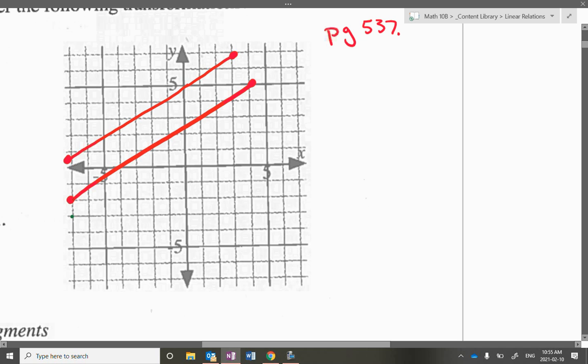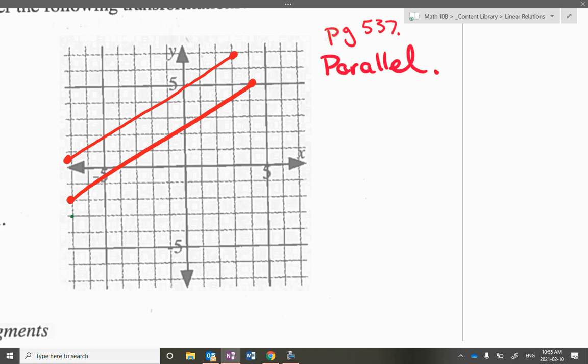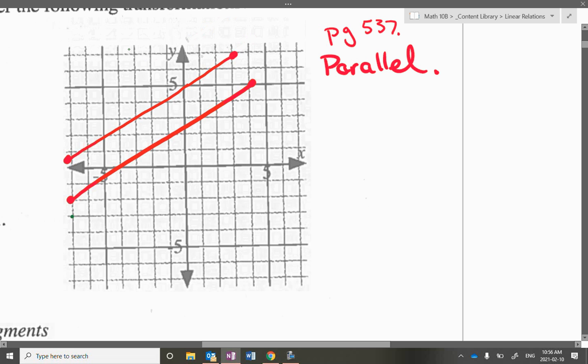Okay, I have 2 lines here. Your 2 lines may look slightly differently. These 2 lines are parallel. Spell parallel correctly. What do you notice about the slope of these 2 lines? It shouldn't matter. In general, what do you notice about the slope of these 2 lines? They have the same slope. Do your 2 lines have the same slope?